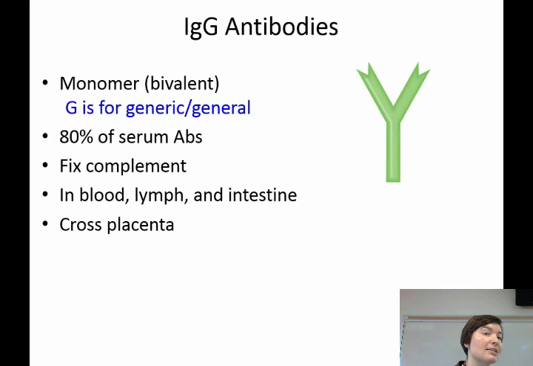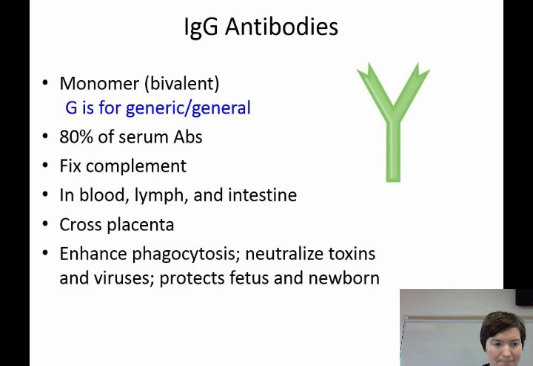They also can cross the placenta. Why is this important? What would happen if they didn't do this? Your babies would be born with a lot less immunity because they don't have a strong immune system yet. So you give them some of your antibodies initially.